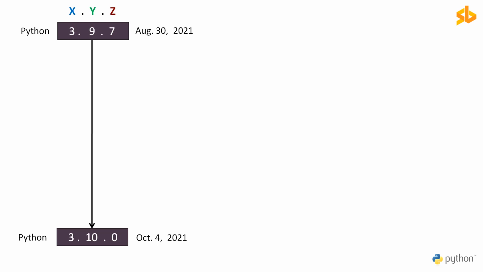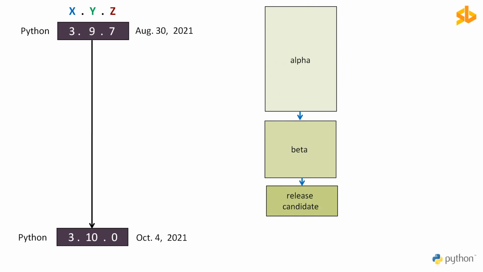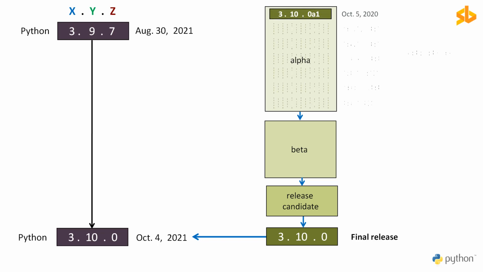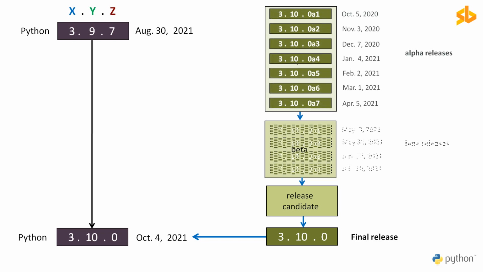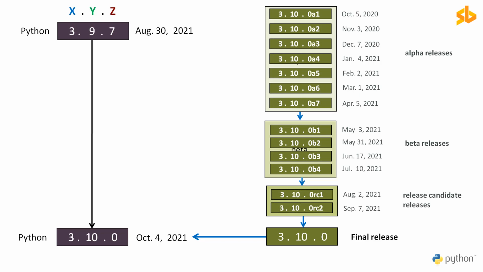In general, there are 3 phases: alpha phase, beta phase, and release candidate phase before the final release, which is the final release that would be released to the public. In the case of 3.10.0, it was planned to have 7 releases in alpha phase, 4 releases in beta phase, and 2 releases in release candidate phase.